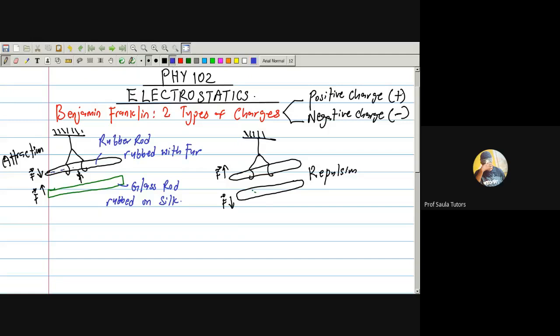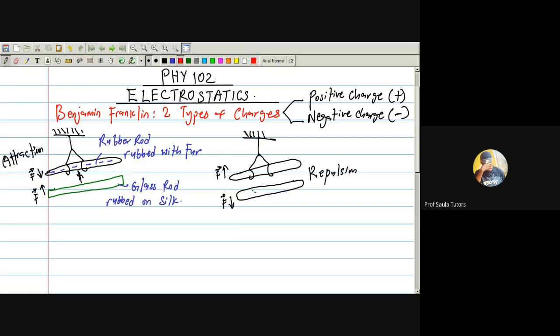Negative charge means that there is a net negative charge. If you see me write negative like this, it does not mean it's only negative charge that is present here, but it means that we have more negative charges than positive charges. That is, we are going to have a net negative charge on the rubber rod.